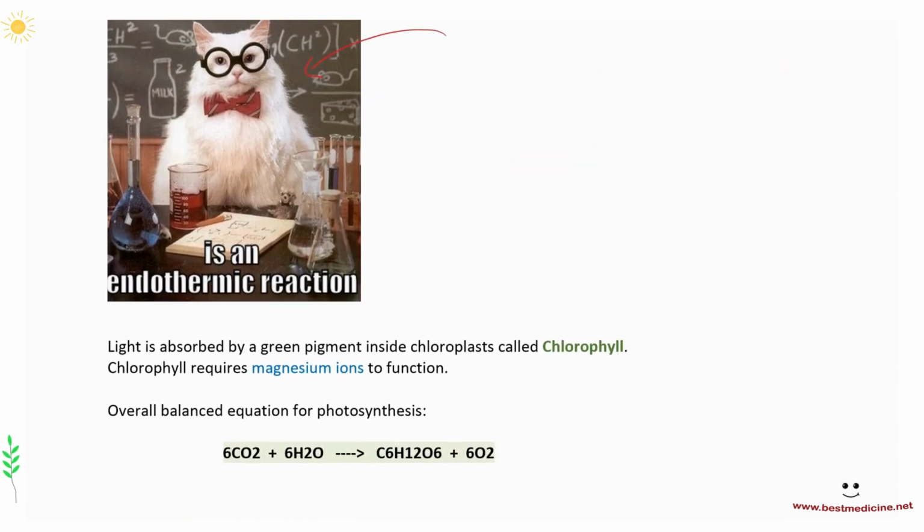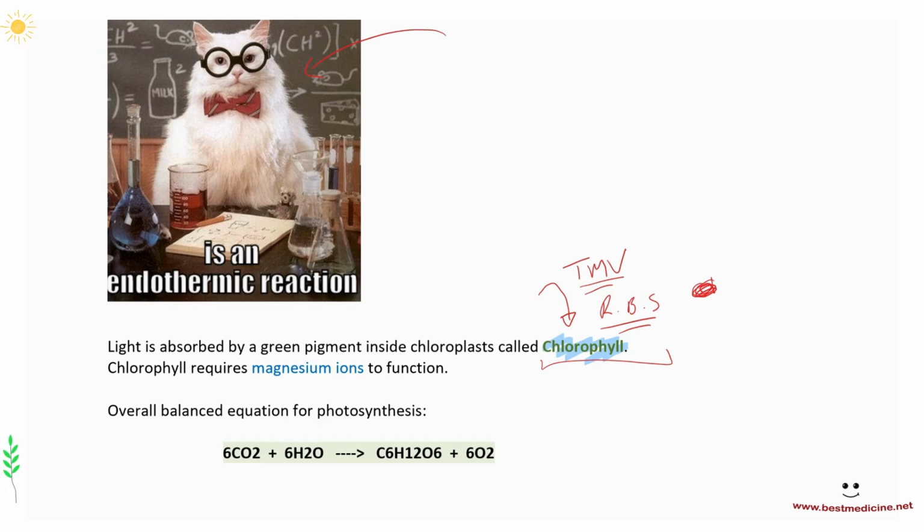Light is absorbed by a green pigment inside chloroplast called chlorophyll, something we already finished. So chlorophyll is the green pigment that absorbs sunlight, and we already looked at some diseases as well that affect the pigmentation of the plants, the availability of the chlorophyll. Remember tobacco mosaic virus, right? Rose black spot disease, right? Those were diseases that essentially caused depigmentation.